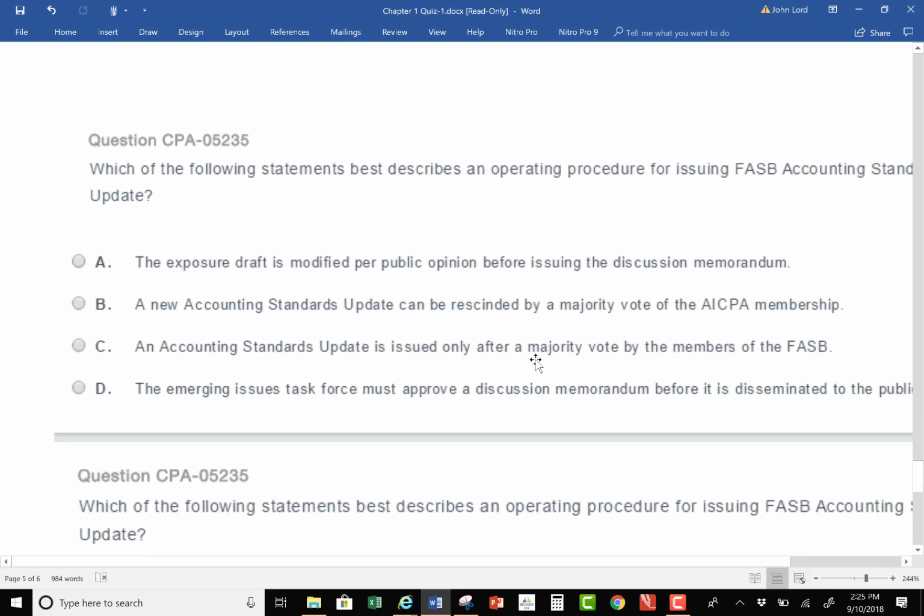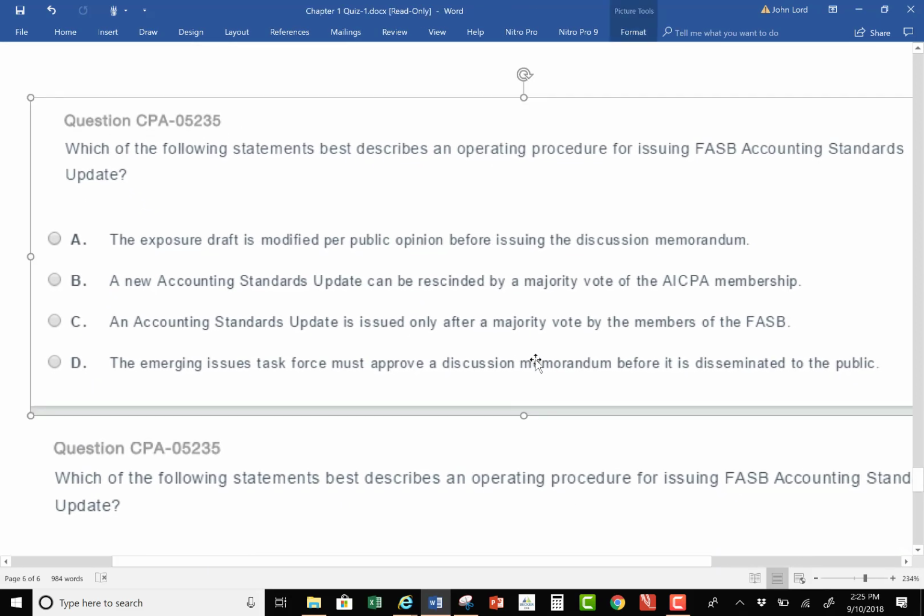Okay, let's take a look at this one. Which of the following best describes an operating procedure for issuing FASB standards updates? A, exposure draft is modified per public opinion before issuing a discussion memorandum. B, new accounting standard update can be rescinded by majority vote of the AICPA membership. Hardy har har, we know that's not right. C, an accounting standards update is issued only after majority vote by the members of the FASB. D, the emerging issues task force must approve a discussion memorandum.